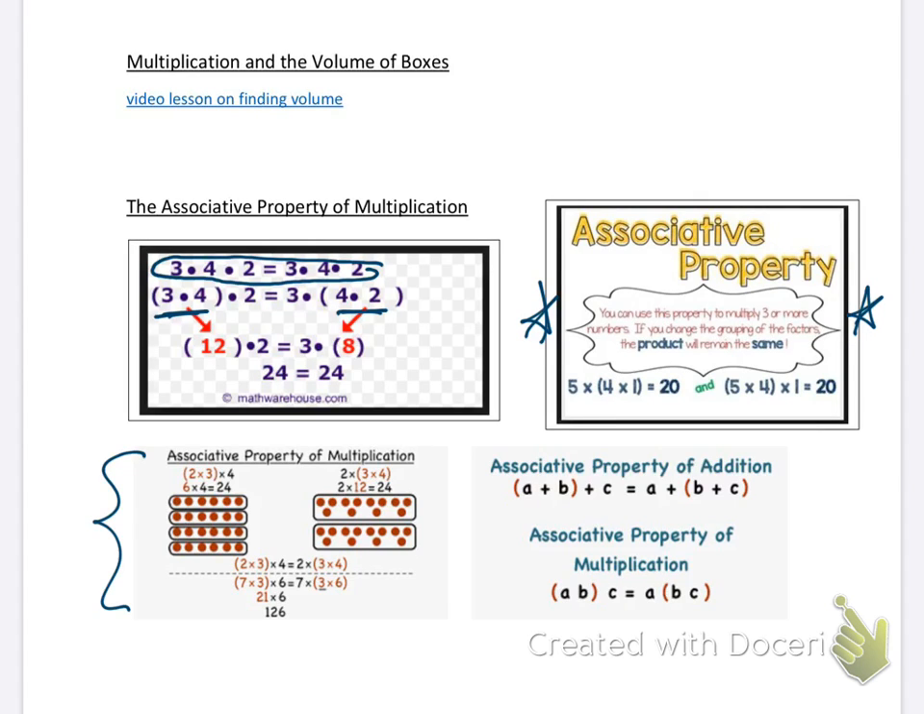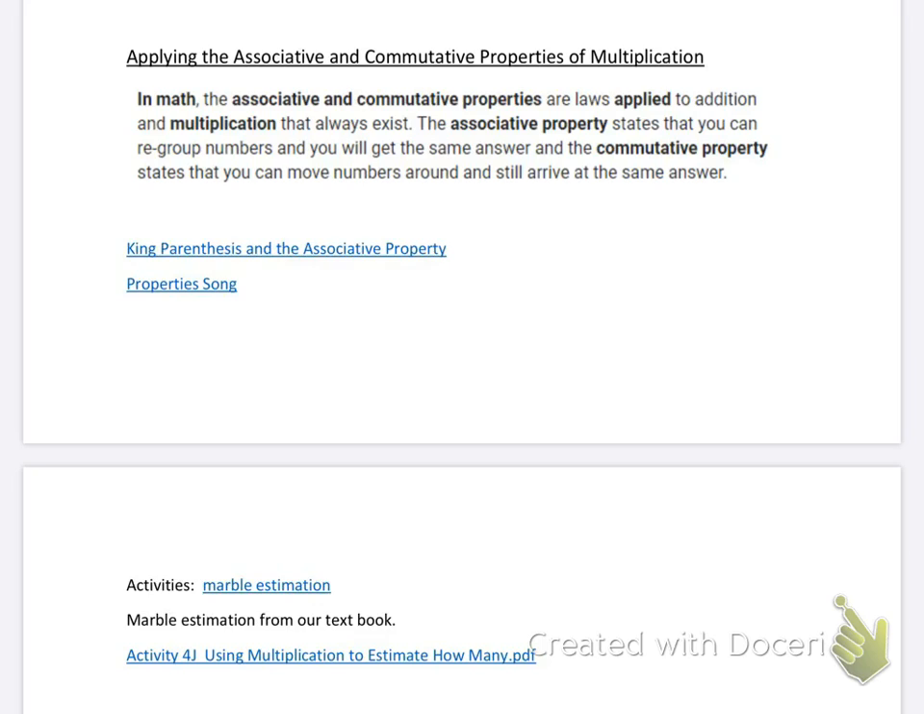The associative property also carries over to addition. So here's an example of addition, associative property. Here's an example of multiplication, associative property. Okay, here are some fun things to do in here. This is a nice little introduction to parentheses and the associative property, and it's kind of a cartoon, so check that out, see what you think.